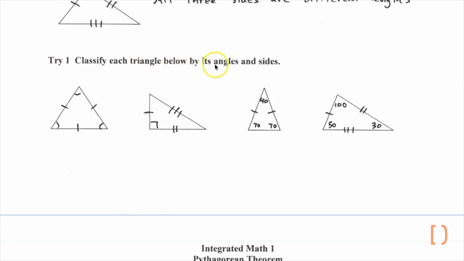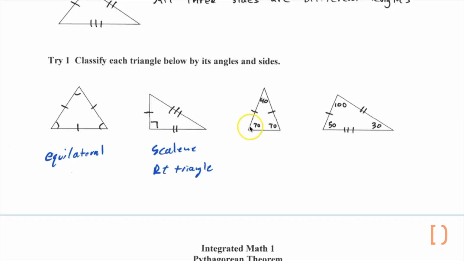Let's classify these triangles by the angles and sides. This one here is an equilateral triangle. You can tell all sides are the same, all angles the same, so it's equilateral. Over here, it's a right triangle and all the sides are different. So this would be a scalene, all sides are different, but it does have a right angle, so a scalene right triangle.